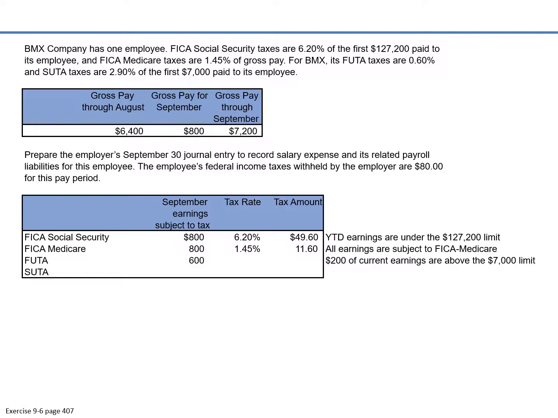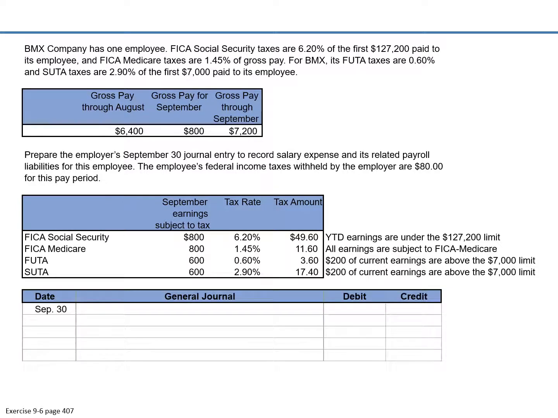The FUTA taxes, first $7,000 is subject. So $6,400 pay through August, plus only $600 would get you to the max of $7,000. So only $600 of the $800 in September is going to be subject to the tax. So $600 times 0.6%. And then same thing is true of SUTA, only $600, 2.9%, for a total of $17.40.